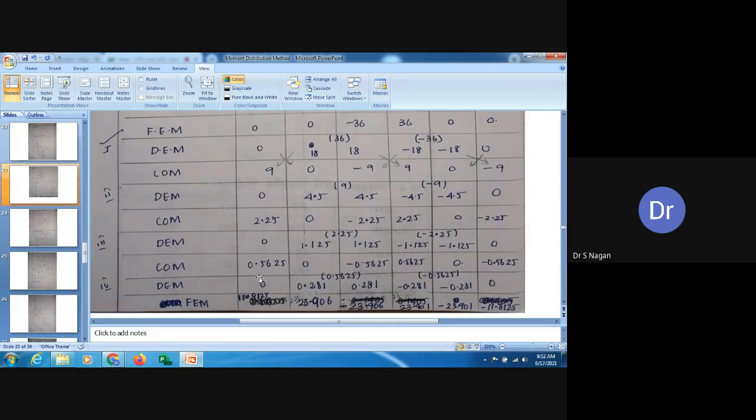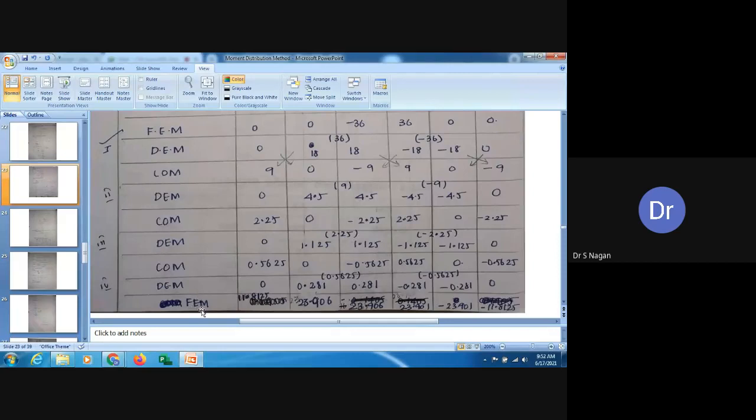So DEM means every joint. At the joint, here 0.5625, minus 0.5625 needs to be applied into 0 for 0. Here 0 minus 0.5625, so plus 0.5625 needs to be applied, multiplied by the appropriate distribution factor. Then here 0.5625, so balance amount will be minus 0.5625, multiply by the appropriate distribution factor. Then this is minus 0.5625, so plus 0.5625 needs to be applied, multiplied by the appropriate distribution factor, 0. Okay, so now we can go for final end moments.